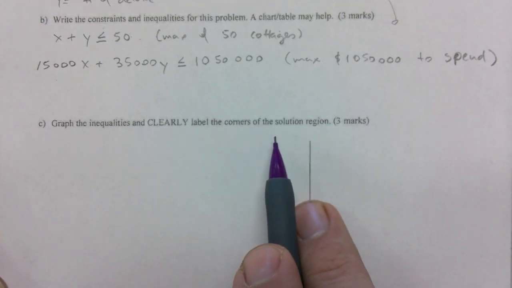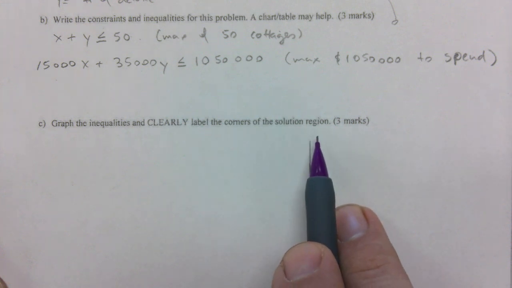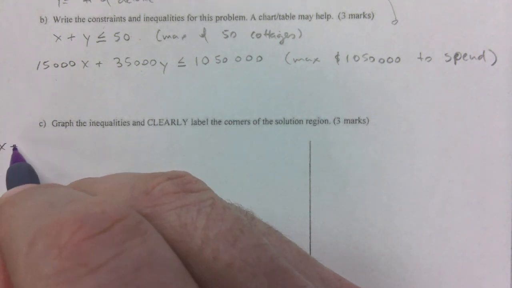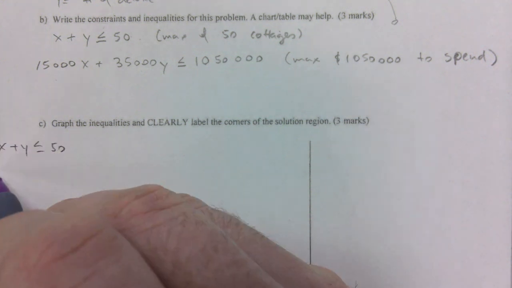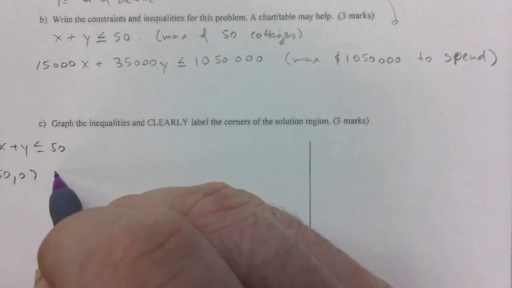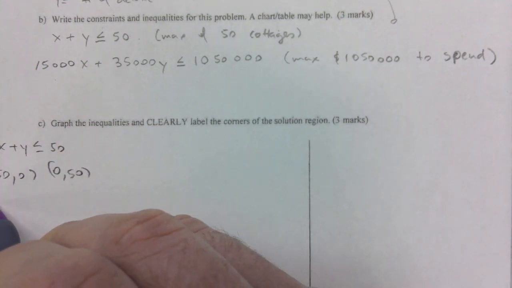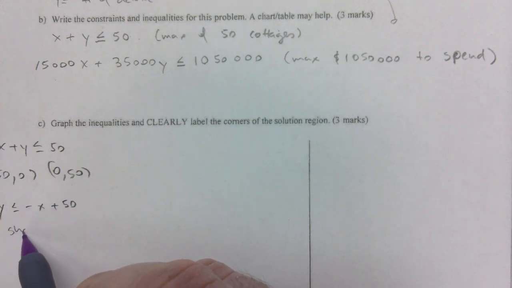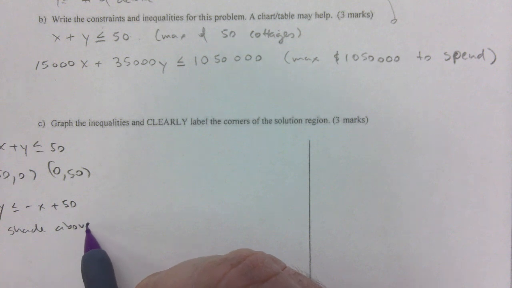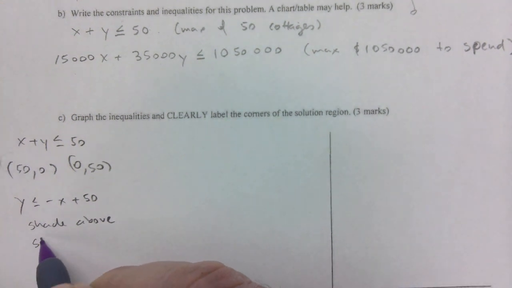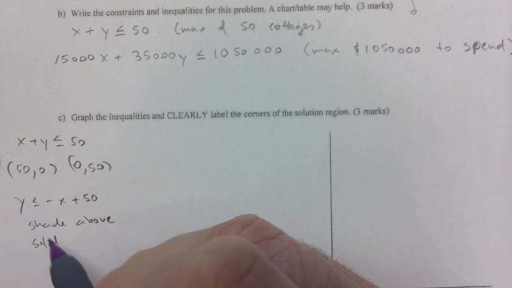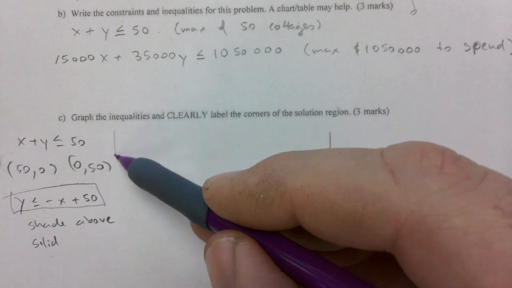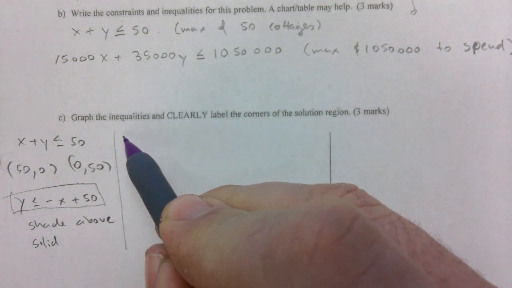Graph the inequalities clearly and label the corner points of your solution region. And what we're going to do is do what we always do, right? This is 50, 0, 0, 50. Rewritten, it's this, shade above, and it is solid. Okay, we've gotten that out of the way, and then the next one, it's going to be a little bit more work.